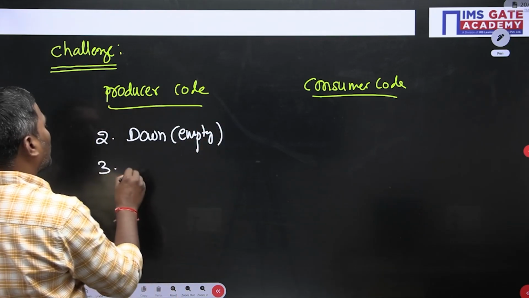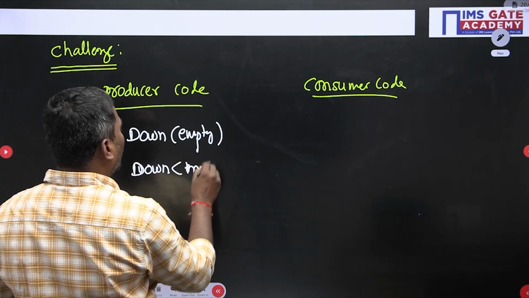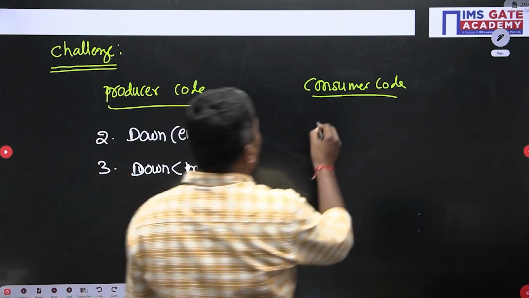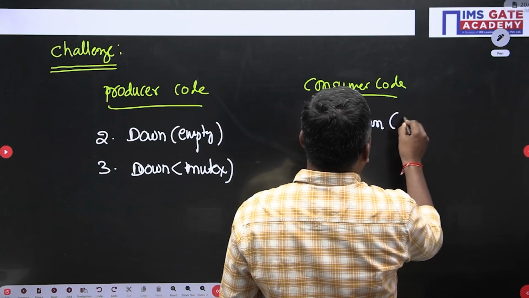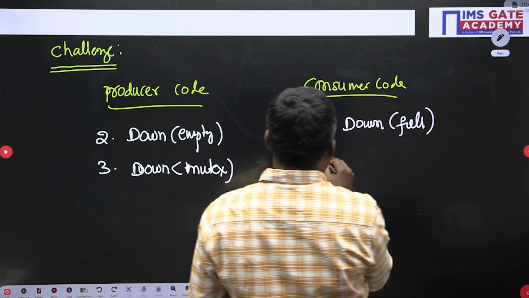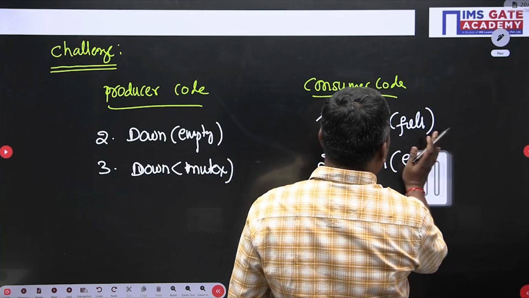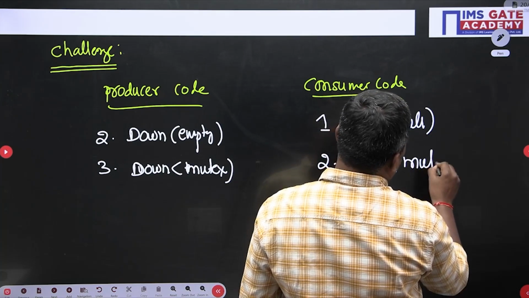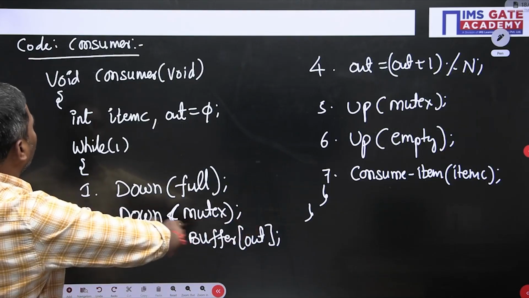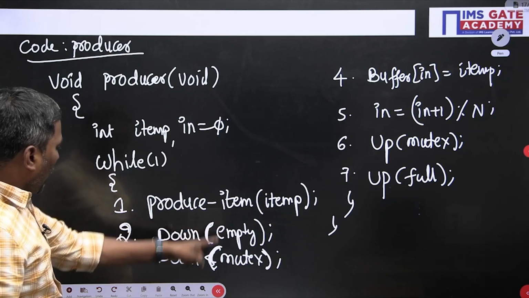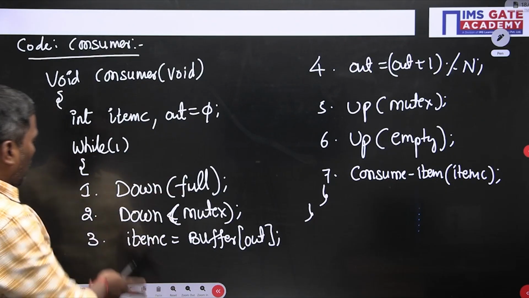And the third statement is down on mutex. Down on mutex. Now in the consumer code, what is the first statement? Down on full. What is the second statement? Down on mutex. You can confirm these operations in the producer code: down on empty, down on mutex. In the consumer code: down on full, down on mutex.